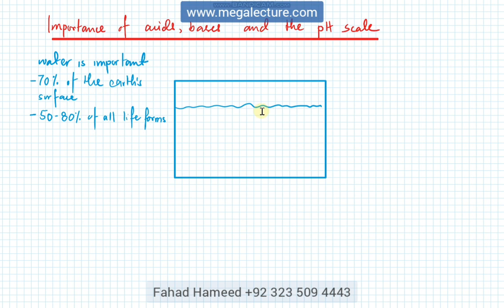Now, before moving to the importance of acids and bases, the thing that they're related to is water. Water is the ultimate chemical. All chemistry on planet Earth revolves around water. 70% of the Earth's surface is water. 50 to 80% of all life forms, for example humans, their mass is just water. We are mostly water.